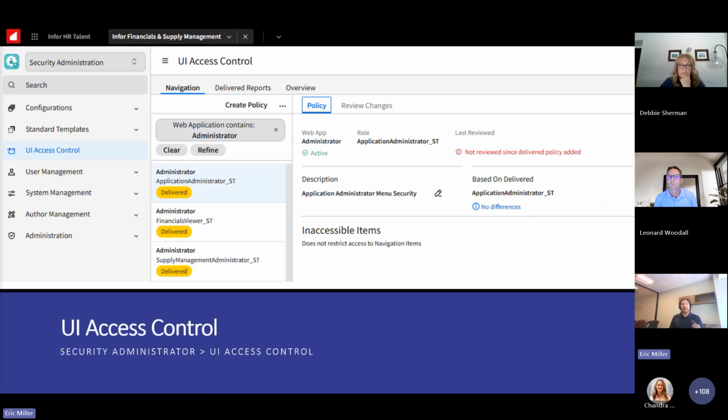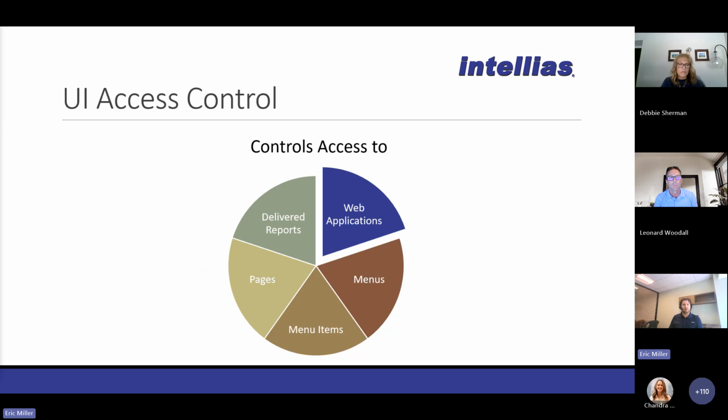So to give you a high-level insight into what these look like, I've put a couple of slides together. Within UI access control, which is available under the Security Administration web app, there are numerous pre-configured, Infor delivered policies that are applied to your environment. These policies are assigned to a specific web app and role within the application. And ultimately, what these policies do is control access to the following areas of the application.